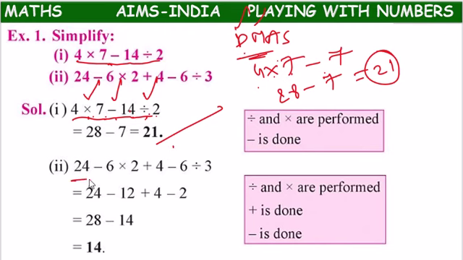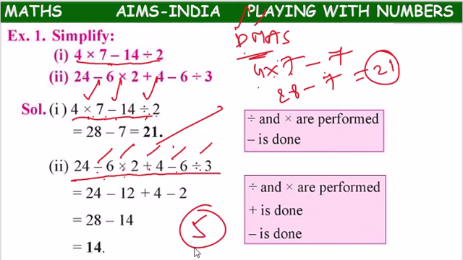Next, second question. 24 minus 6 into 2 plus 4 minus 6 divided by 3. We have so many operations: one division, one subtraction, addition, multiplication, another subtraction. We have 5 mathematical operations. Which one do we have to do first? Division. Division we have to do first. Here, 6 divided by 3 gives 2.